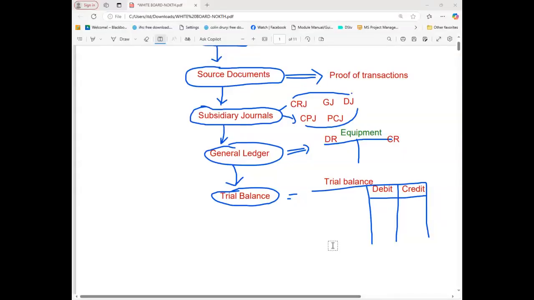Now, in a nutshell, a trial balance is used to check if the general ledger is correct. So remember, the general ledger accounts like these are transferred to the trial balance. So a trial balance will tell us if those accounts have been correctly prepared. Are you with me?